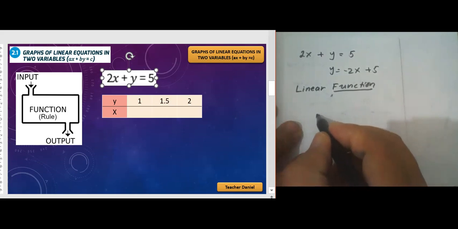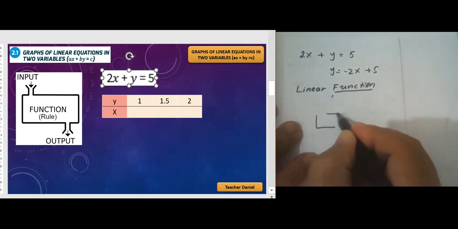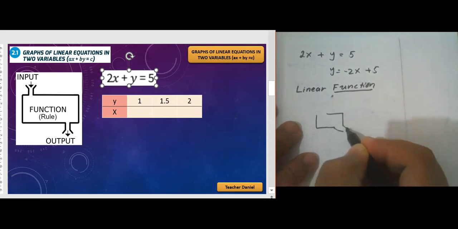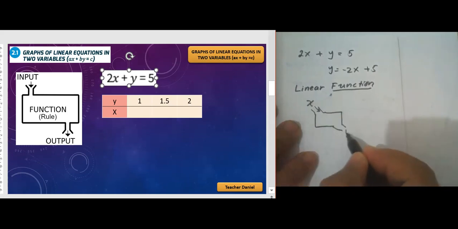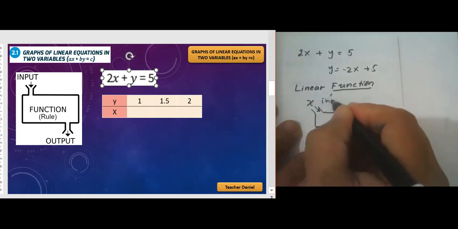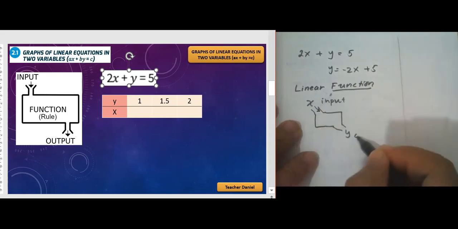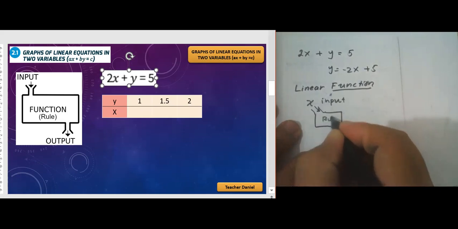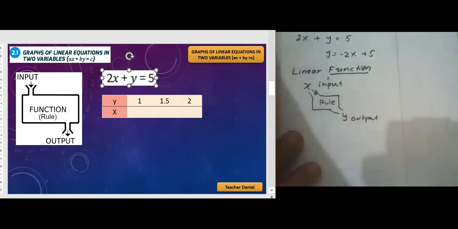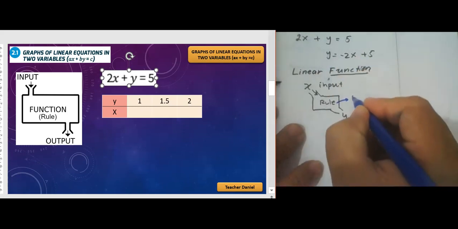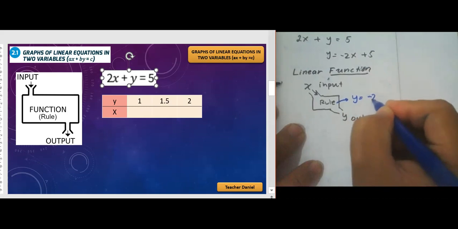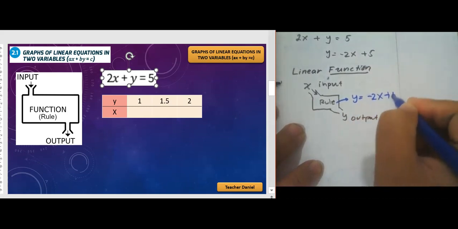The best way to look at it is to think of it as a function machine, wherein you input x, and then the output is y after it follows a certain rule. Now, what is the rule? The rule follows this: -2x + 5.